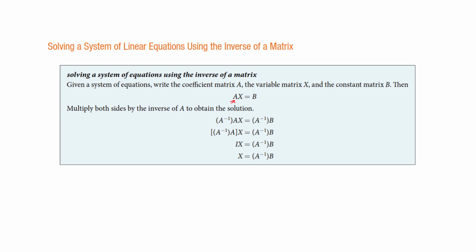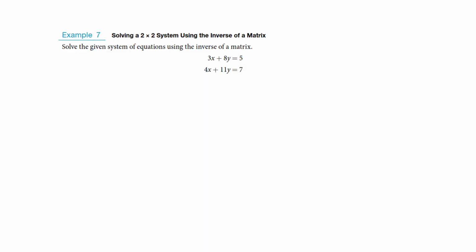I'm going to have a matrix that is just the coefficients of the system. I'm going to create a variable matrix that's going to be just the x's and y's. And then over here is going to be our output, which is our solution matrix. Let me set this up and it'll make more sense. Let's create a matrix A that's going to just be the coefficients. So 3, 8, 4, and 11.